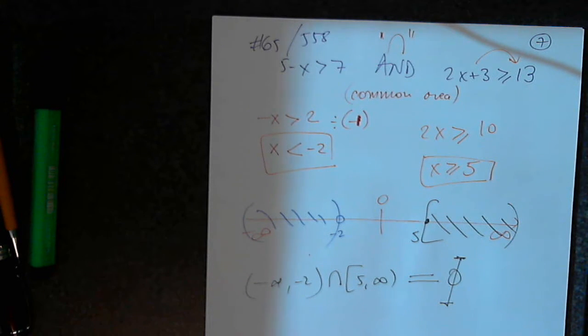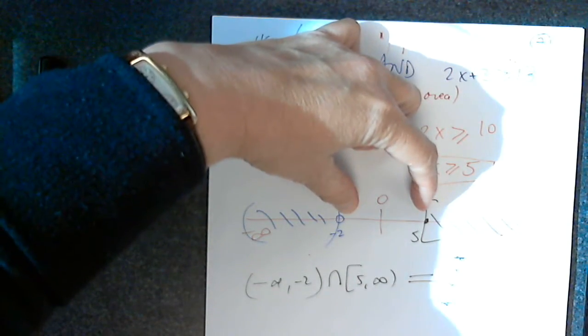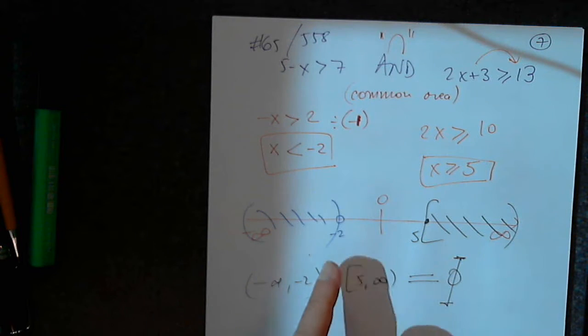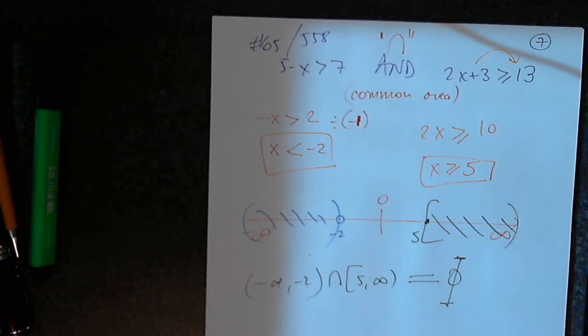Negative infinity, comma, infinity, parenthesis. No, because I can't include something I don't have. So it will be negative 2 union 5 to infinity. Yes, perfect. Okay.